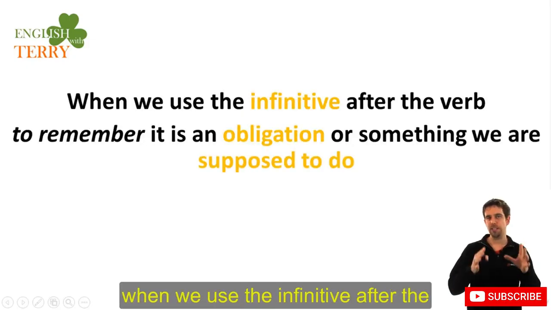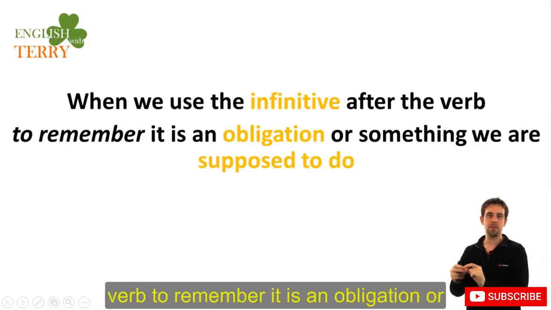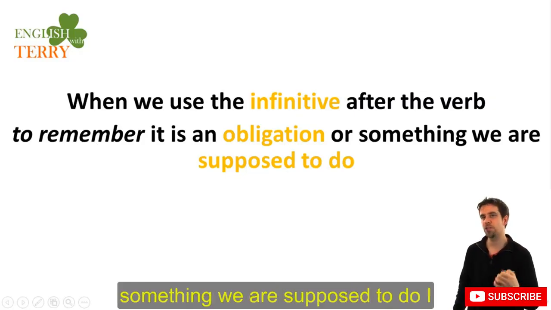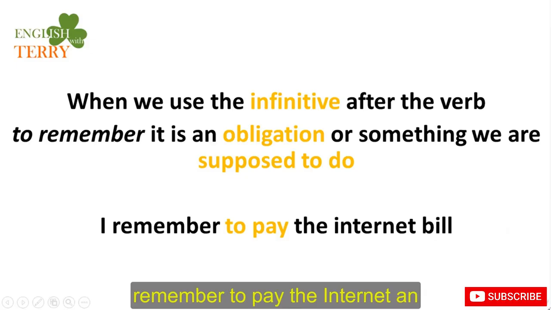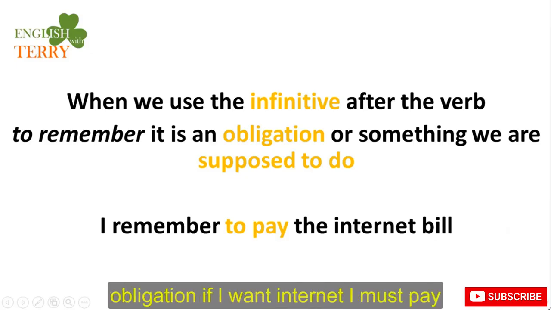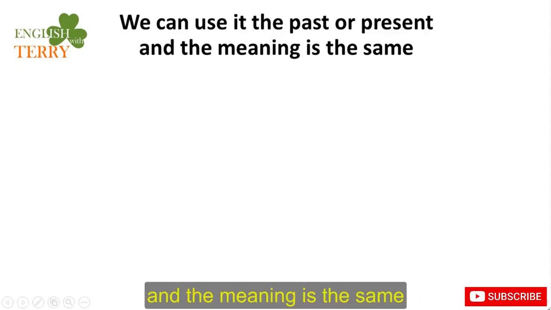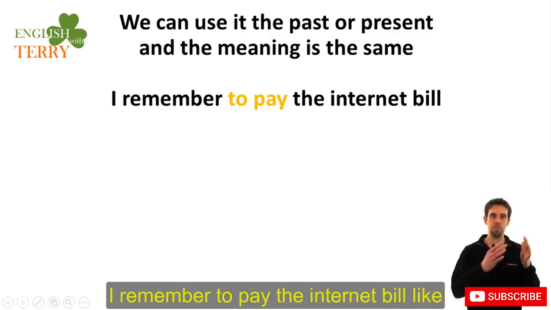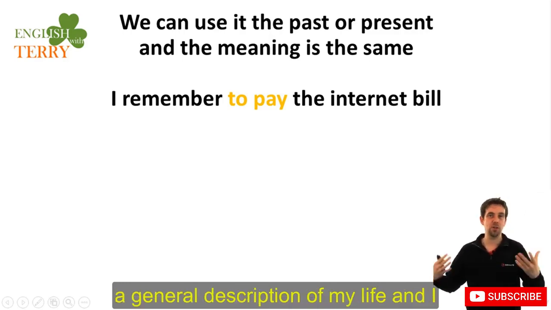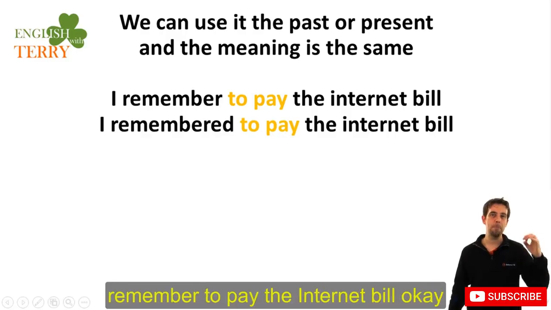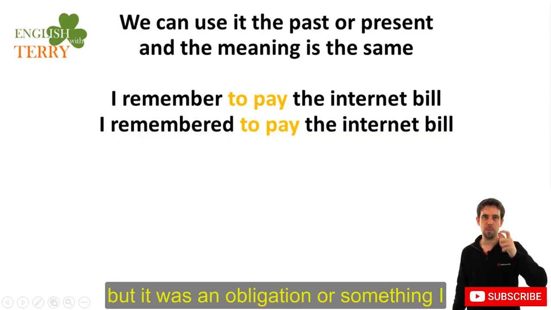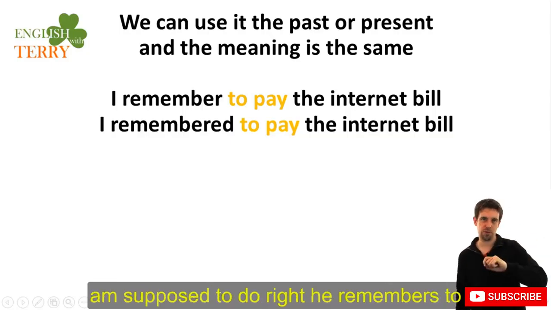Okay? When we use the infinitive after the verb to remember, it is an obligation or something we are supposed to do. I remember to pay the internet. It's an obligation. If I want internet, I must pay. We can use it in the past or the present, and the meaning is the same. I remember to pay the internet bill, like a general description of my life, and then I remembered to pay the internet bill, okay? But it was an obligation or something I am supposed to do, right?